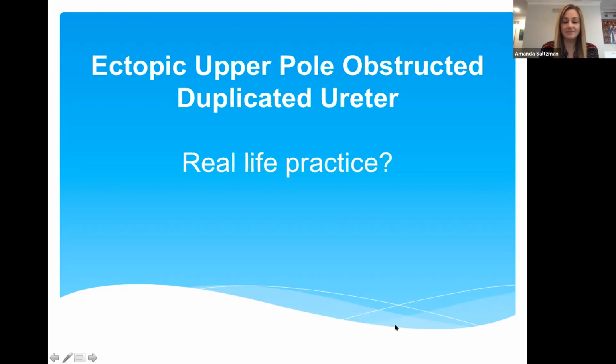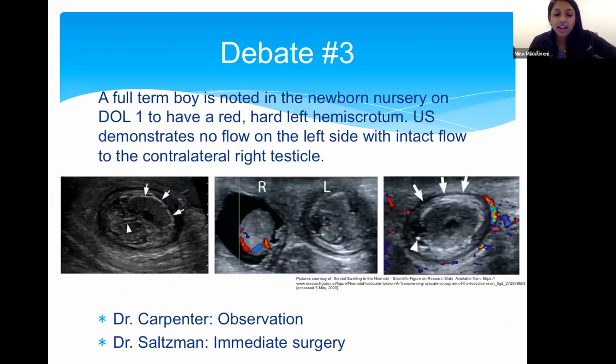Okay. Excellent. So I think we have time for one more debate. Debate number 3 is: a full-term boy is noted in the newborn nursery on day of life 1 to have a red, hard left hemiscrotum. The ultrasound is shown below, and it demonstrates no flow to the left side with intact flow on the contralateral right testicle. So maybe Christina, you could just tell us the diagnosis here and talk about your side.